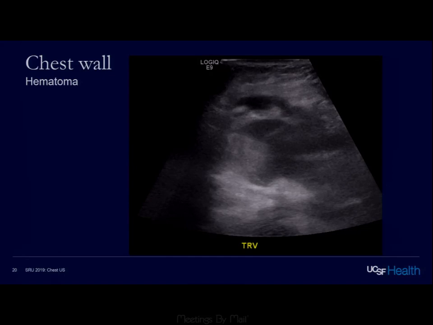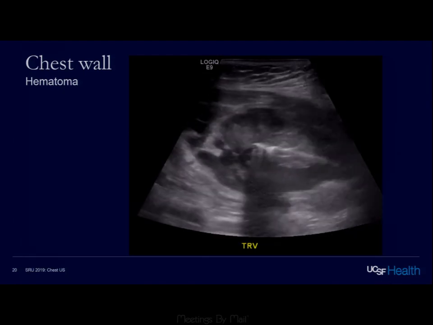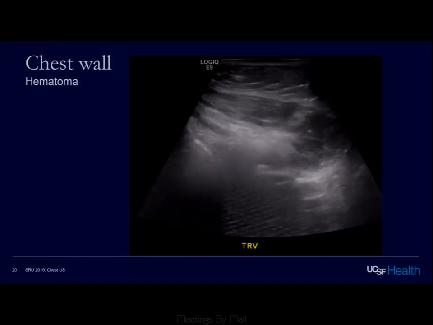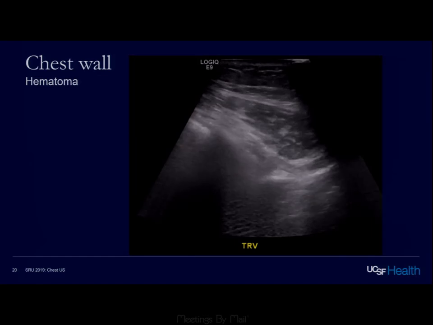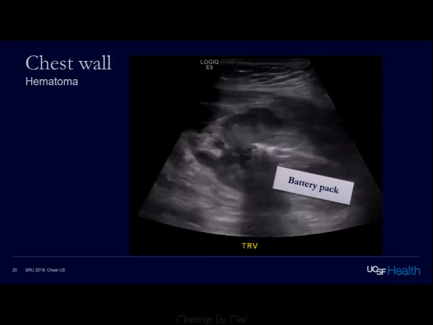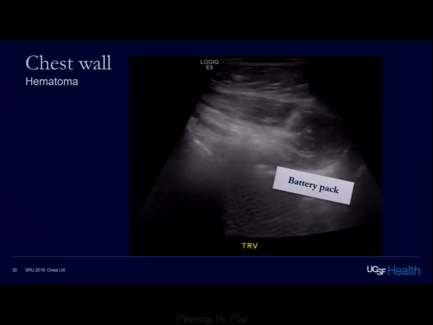Okay, moving away from the breast now, we're going to talk about hematoma. So this is a chest wall hematoma. This patient had recently undergone an AICD placement, so I'll let the cine loop around. But I think it's kind of cool because you can see the battery pack insertion site with leads emanating from the battery pack. And we'll let it play one more time.